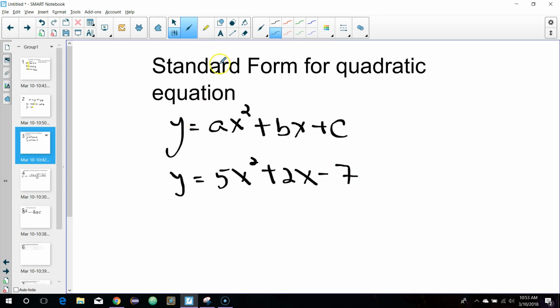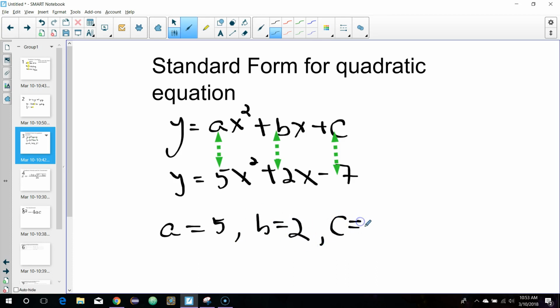So in this scenario, we can actually pair up the a. So a is going to be 5, b is going to be a positive 2, c is going to be a negative 7. So we can pair those things up, which is going to be a key for this. So a is going to be 5, b is going to be 2, c is going to be negative 7. We are going to use this skill very, very soon. So being able to pair up the a, b, and c is very, very important.